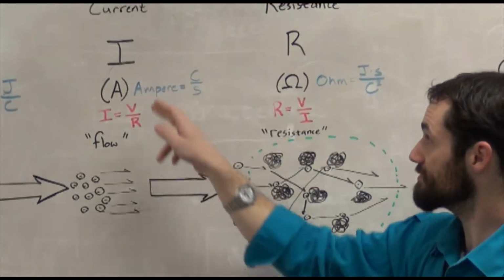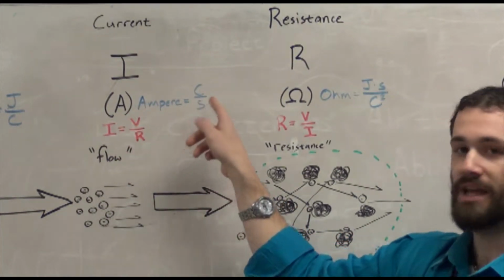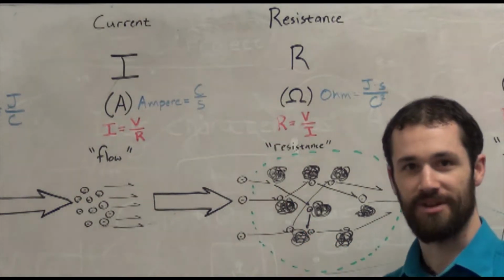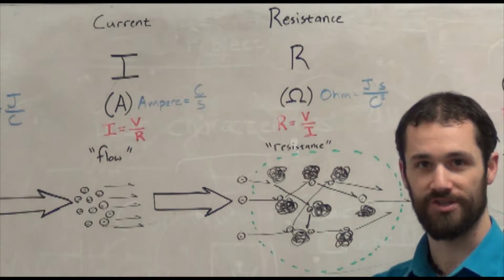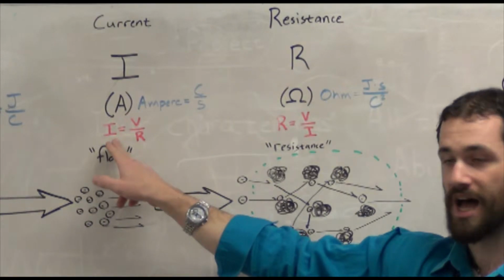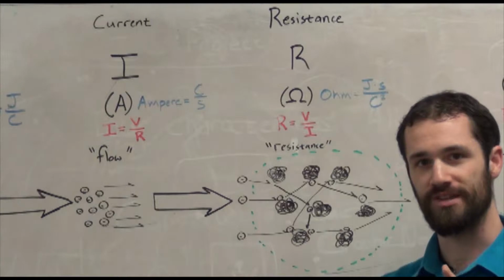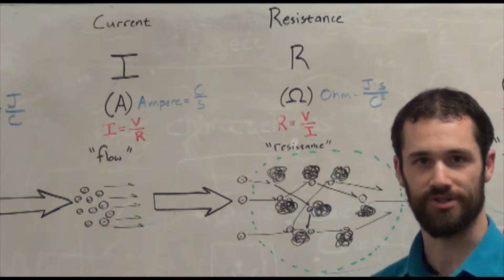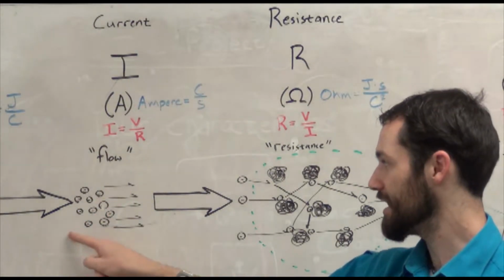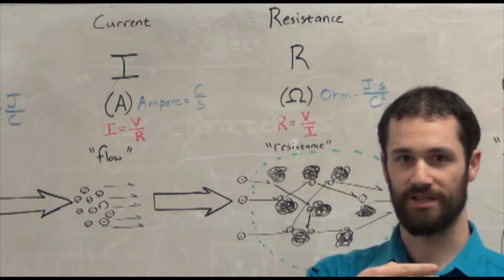A current, symbolized by I, is measured in amps, or amperes. And an ampere is 1 coulomb per second. So you can see that it's a flow rate. It's an amount of charge moving past a point in the circuit per second, or per time. If you want to solve for current, I is equal to the voltage divided by the resistance. And we can equate this to flow within water systems or other things like that. So you see we have electrons, and they are flowing in a direction. Now the flow isn't always just in a straight line.